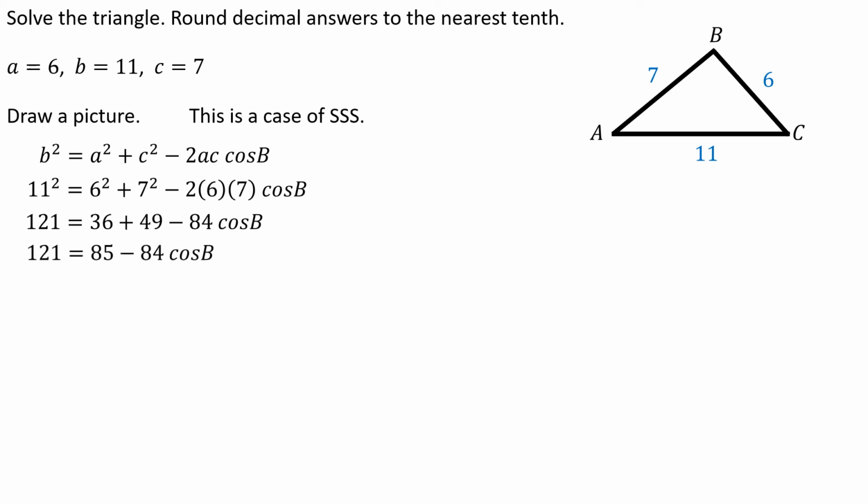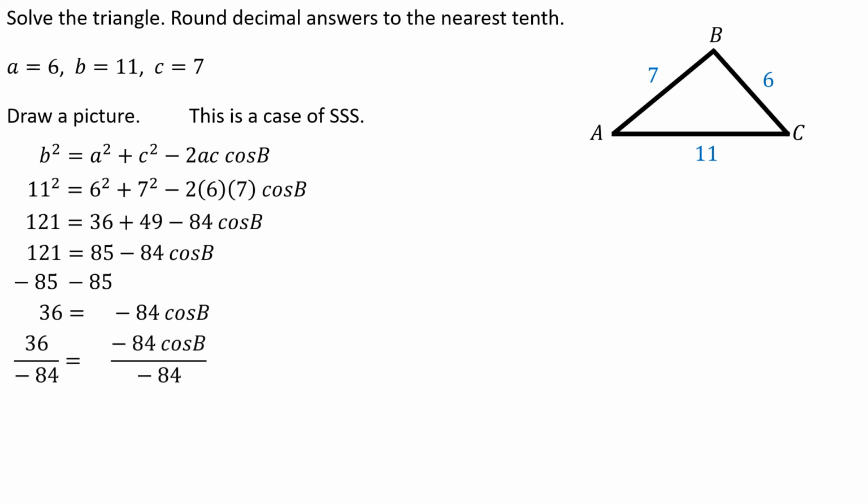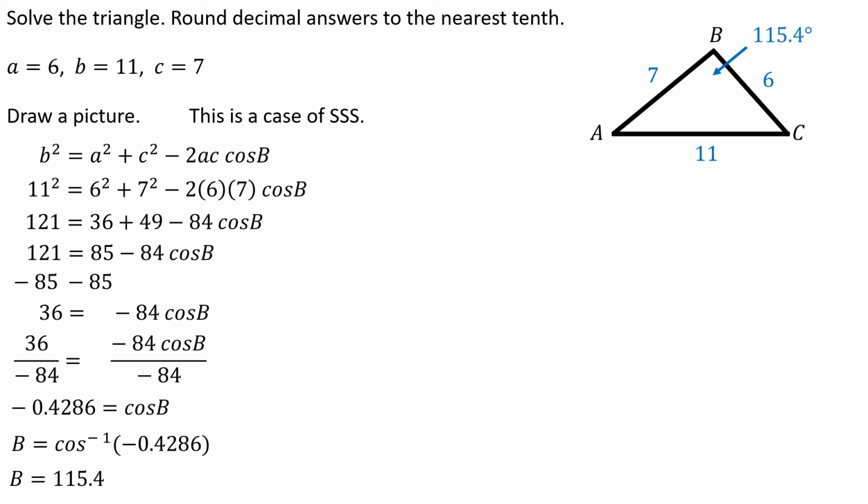Again, I cannot do 85 take away 84. The 84 has a cosine of B attached to it. They're not like terms. Instead, subtract 85 from each side. Divide each side by -84. Cosine of B is going to be negative 0.4286... right? Inverse cosine comes up if, oh my goodness, angle B is more than 90 degrees. The law of sines would not have recognized that.